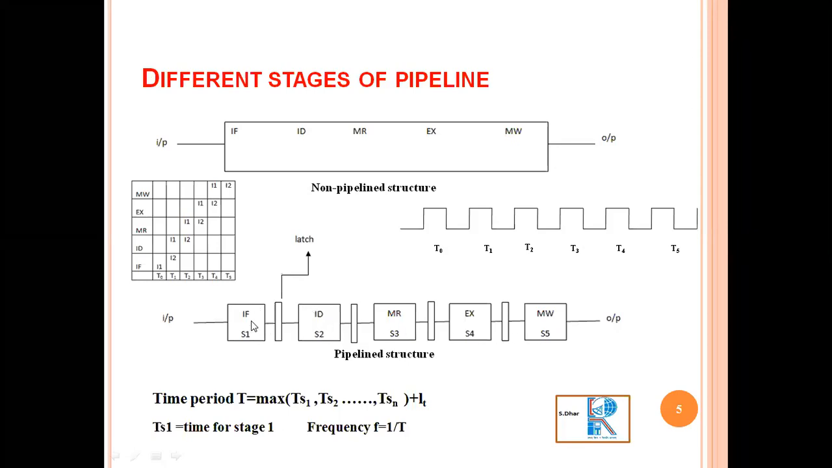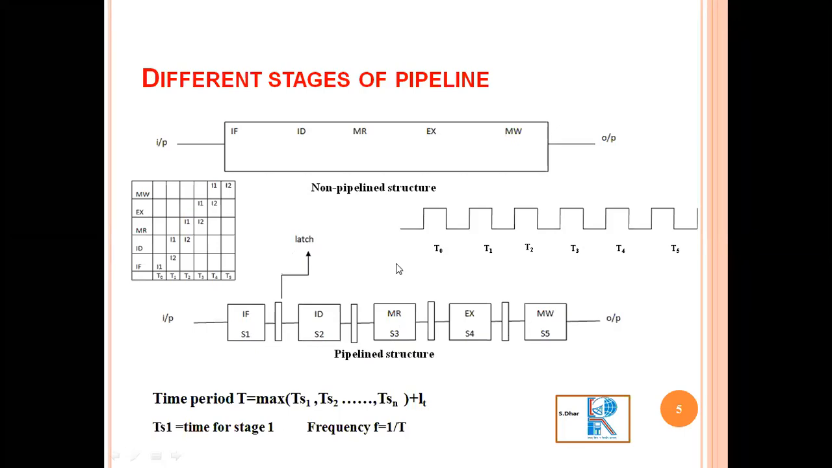So this is the hardware of a pipeline structure. This is the first stage, instruction fetch, S1. Then comes the instruction decode. This is S3, memory read. S4, execution, and S5 is the memory write. S means the stages. So these are the 5 stages. Here you can observe that between the stages, there is a latch or temporary memory. Latch means temporary memory. Between each pair of stages, there is a temporary memory.